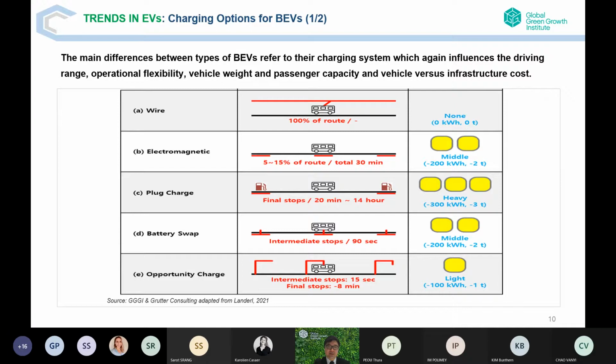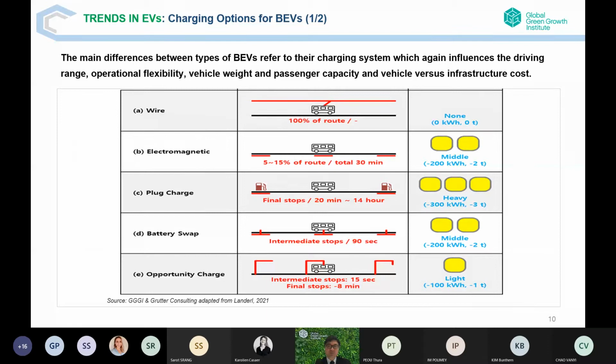And battery swap is a very fast way of changing the battery. Maybe 90 seconds is enough to recharge, swapping the battery and electricity. So it is very convenient, but it is quite expensive. And opportunity charging is also very good, speedily recharging the battery. It is very useful, but still quite innovative technology. So we need to conduct some feasibility study on whether it is feasible to introduce an opportunity charging system on the road.